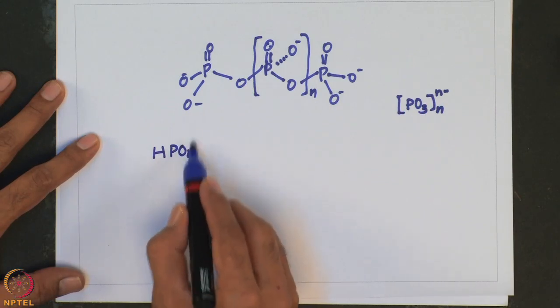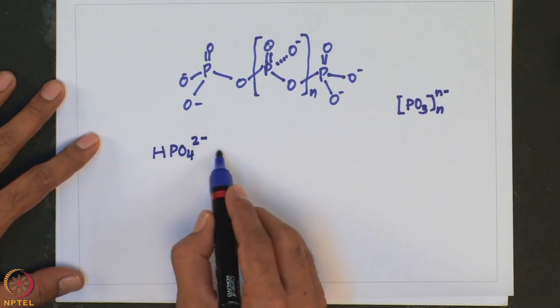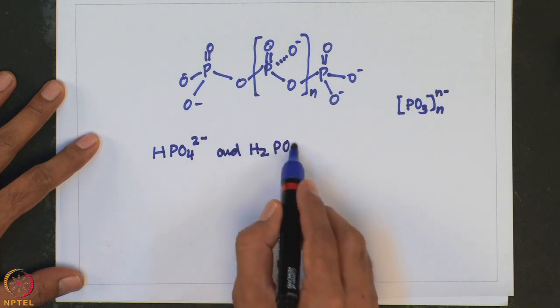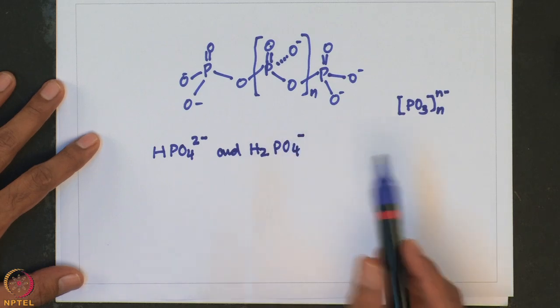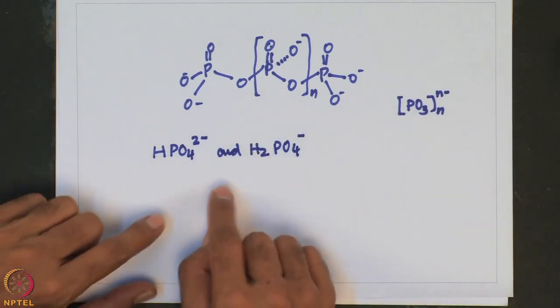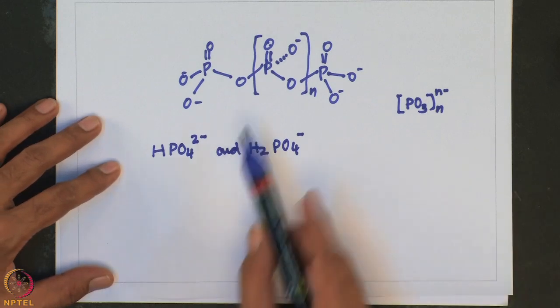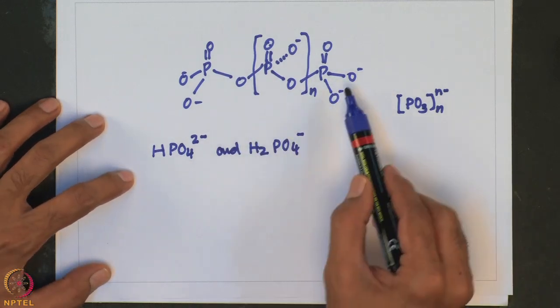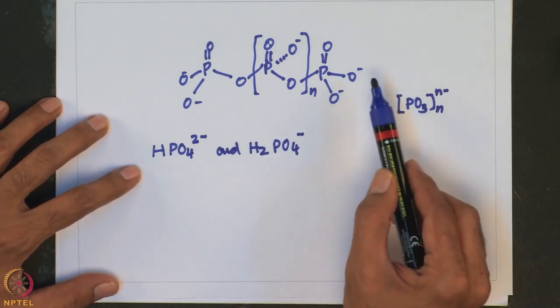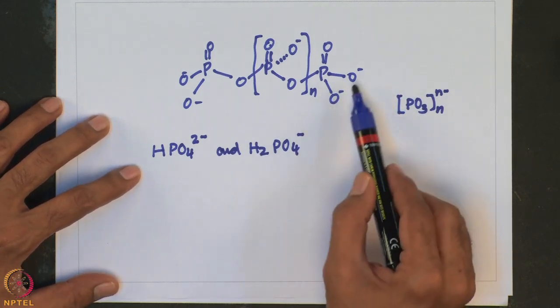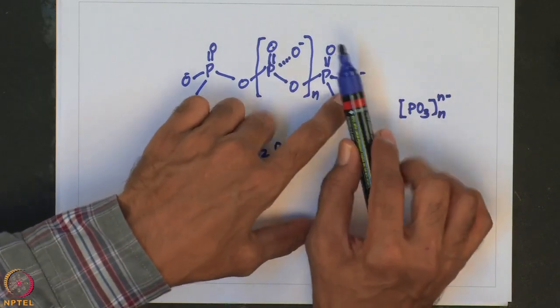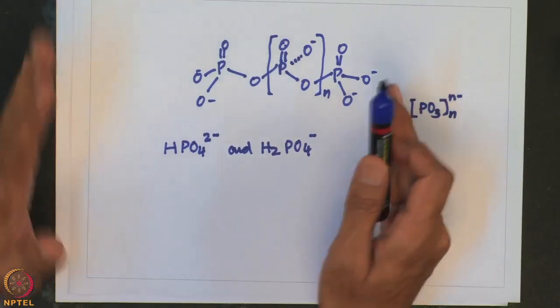heating a mixture of HPO4 2 minus and H2PO4 minus. So, we can control the chain length, and of course, here now if I want to add, I can keep on adding HPO4 2 minus, and then if I want to terminate, you add another one having only one OH group, so that it links and the chain growth is terminated.